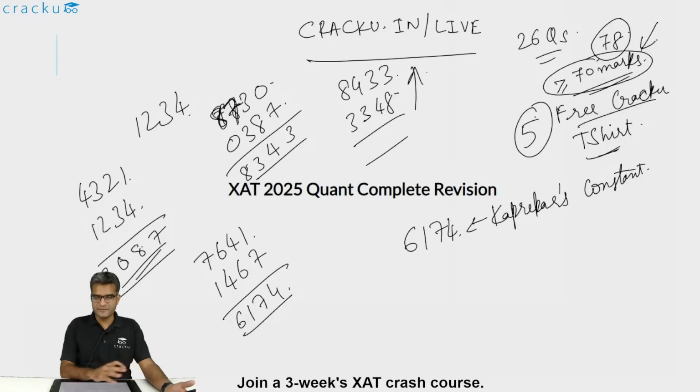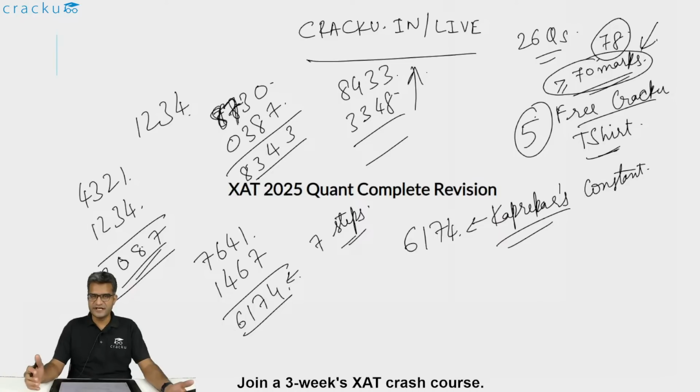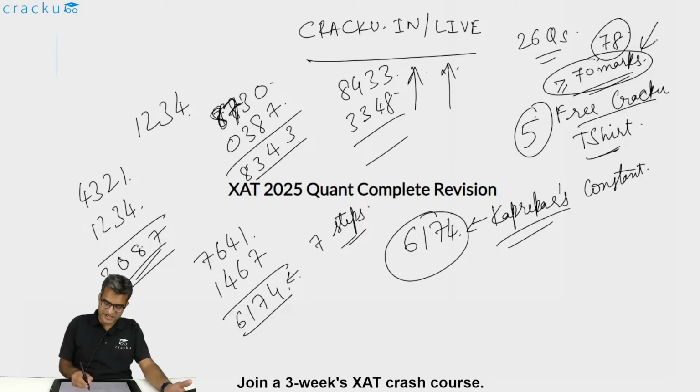So any 4-digit number you take, if you arrange it like this, you will finally get 6174. I think you will get it in 7 or 8 steps, and that has been proven somewhere. This is very interesting. Kaprekar was actually an Indian mathematician from Maharashtra, and I always found this to be a pretty interesting number. Anyway, let us go to cracku.in/live and we'll start today's session in exactly 2 minutes.